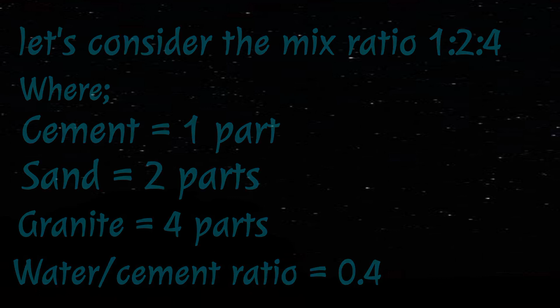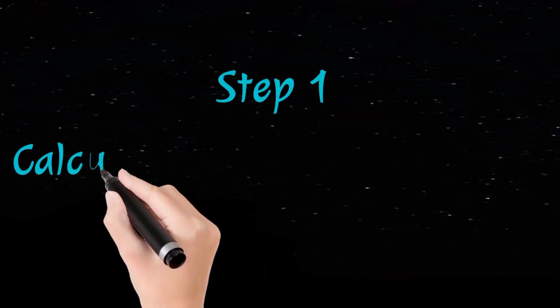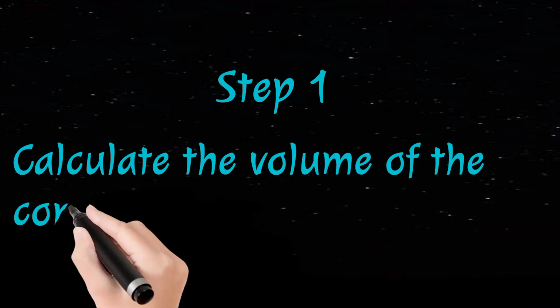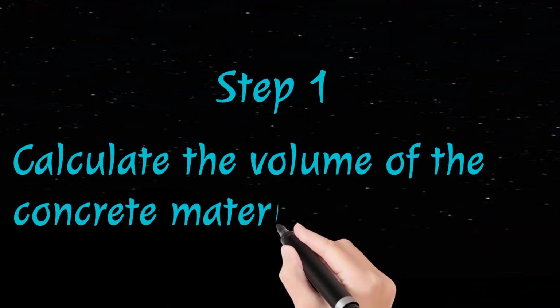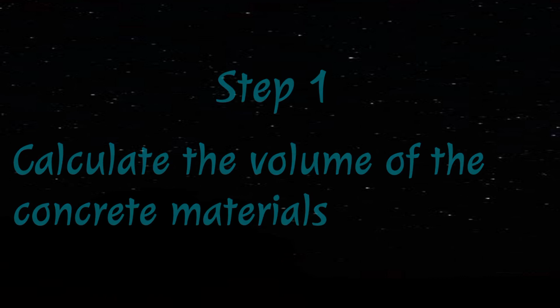So we are now going to take things step by step. Step 1, we are going to calculate the volume of each of these materials. This was given to us as a ratio, so we need to convert it to volume before we take it to the next step.